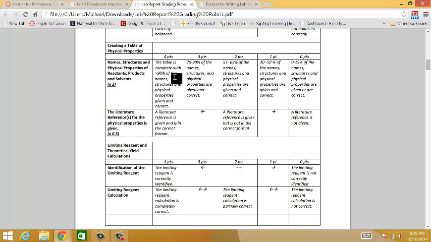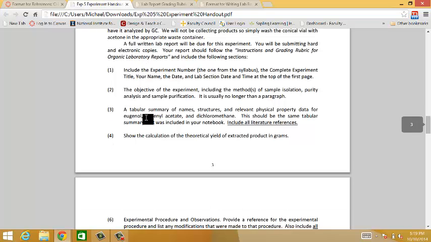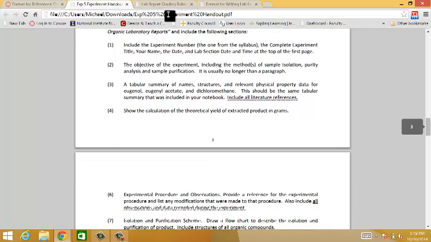Okay, so that's how you create the table, and hopefully you did all of this in your notebook, so then you've already done it once. All right, let's go on to show the calculation of the theoretical yield.